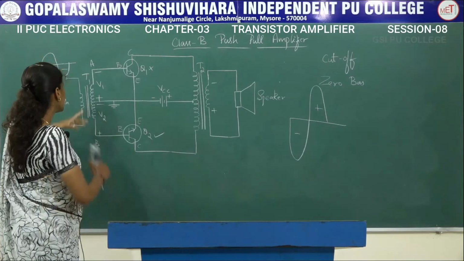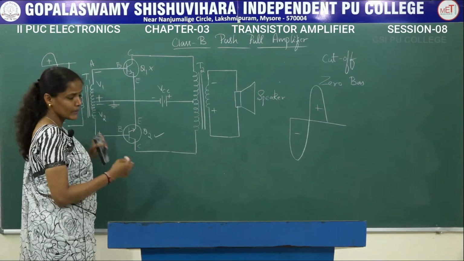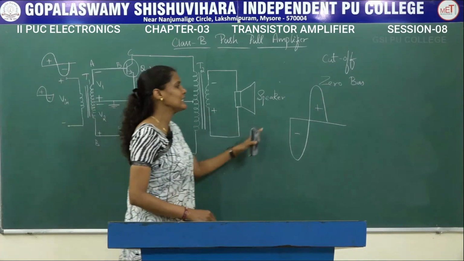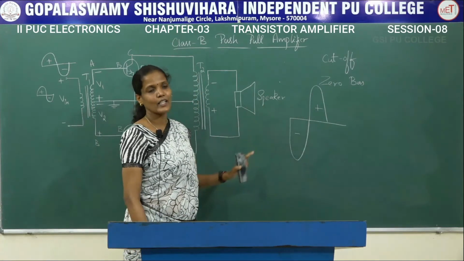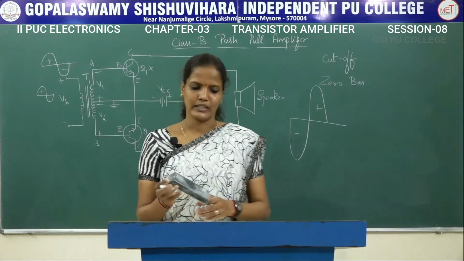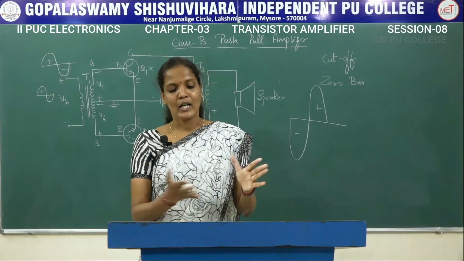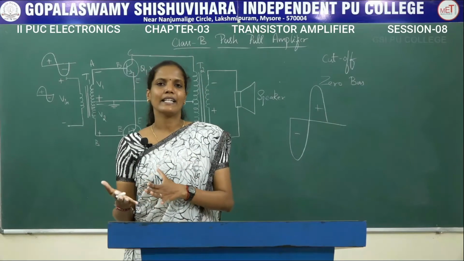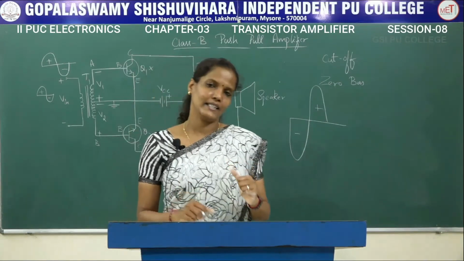So positive half cycle and negative half cycle come separately, but we will be getting the continuous signal at the output of this loudspeaker or at the output of this load. So the loudspeaker will receive the complete cycle of the amplified signal.